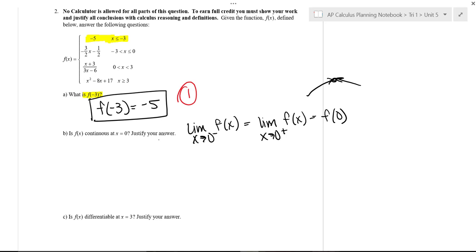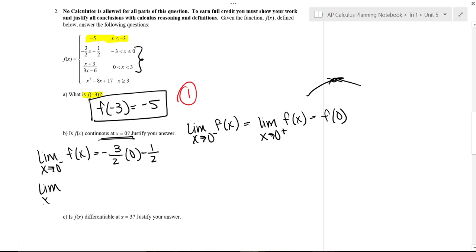It looks like that x equals 0 continuity is going to be utilizing these two pieces of my piecewise function. So I'm going to come over here and say the limit as x approaches 0 from the left of f of x equals, we're going to have negative 3/2 times 0 minus 1/2. The limit as x approaches 0 from the right, so that's everything greater, is going to be 0 plus 3 over 3 times 0 minus 6. This one right here equals negative 1/2. This one right here also equals negative 1/2.